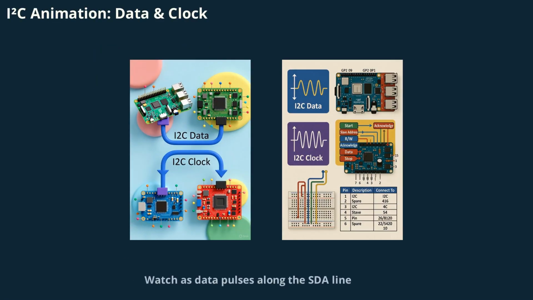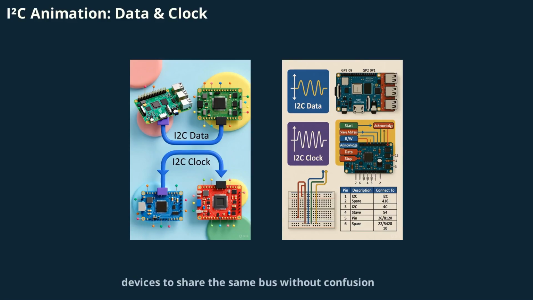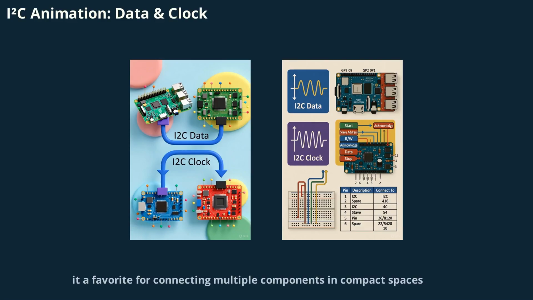Watch as data pulses along the SDA line while the SCL line ticks like a metronome. The master sends out an address, say 0x48, and the matching sensor lights up, ready to communicate. This addressing system allows over 100 devices to share the same bus without confusion. I2C's clever use of addresses and shared lines makes it a favorite for connecting multiple components in compact spaces.